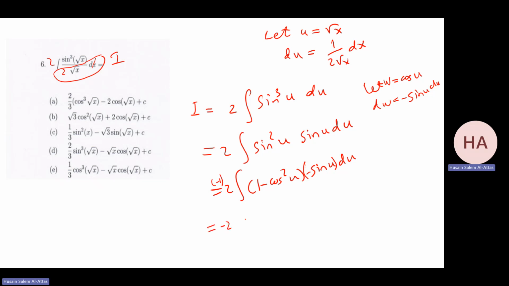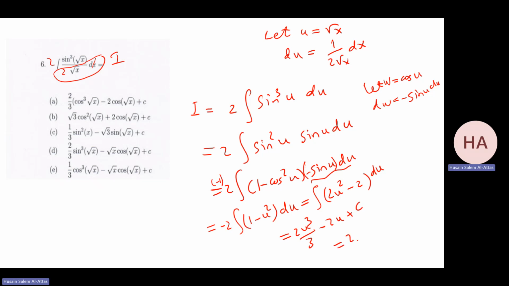That will be minus 2 of the integral of 1 minus w square dw. That gives me 2w square minus 2 dw. That gives me 2w cubed over 3 minus 2w plus c. Retain the u, which is 2 over 3 cosine cubed x minus 2 cosine x plus c, and now not cosine x, cosine u.